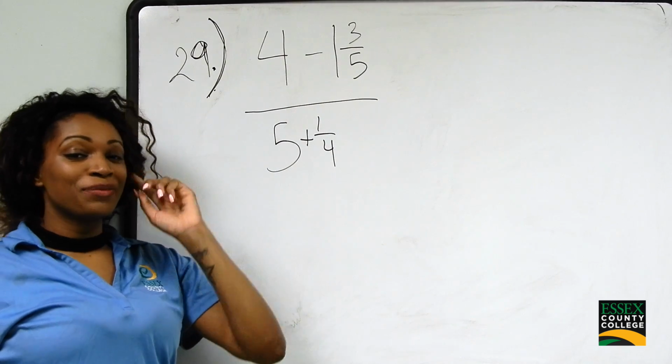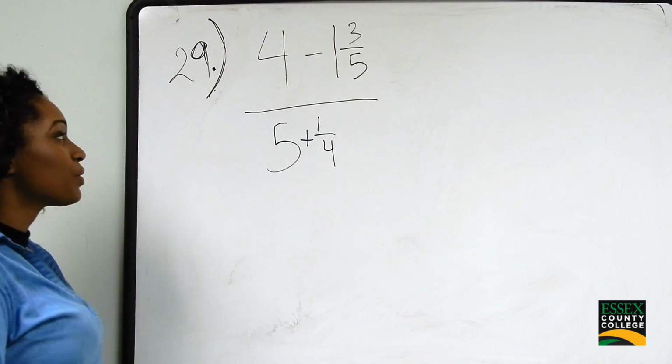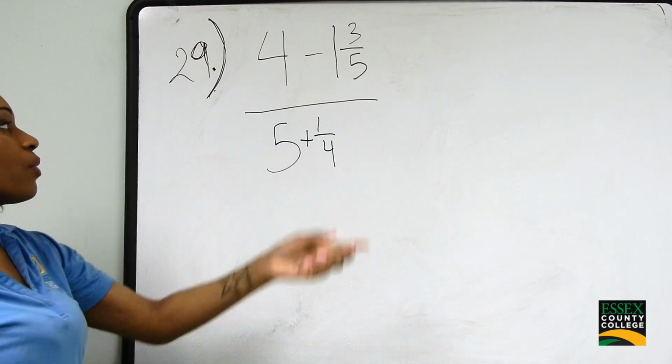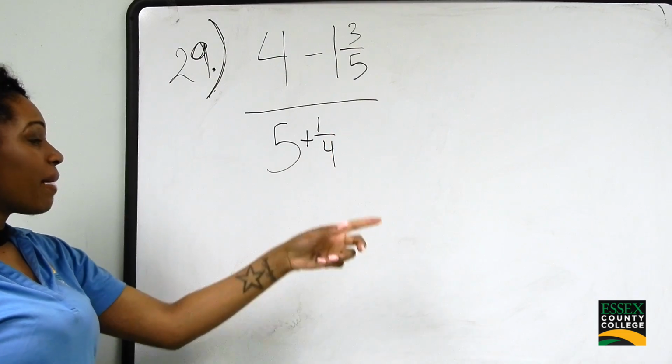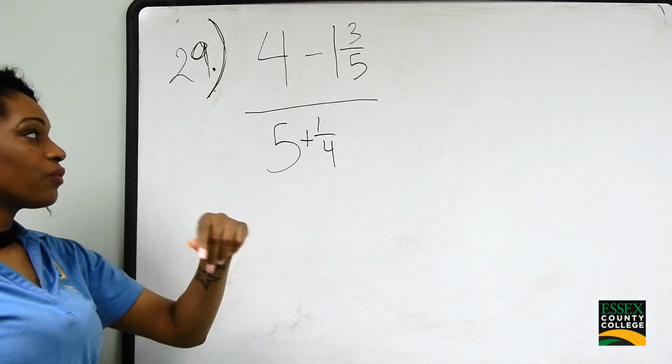29 on the Math 86 final review. Okay, so now we're taking the whole number 4, we're subtracting 1 3/5, and it's divided by 5 plus 1/4.